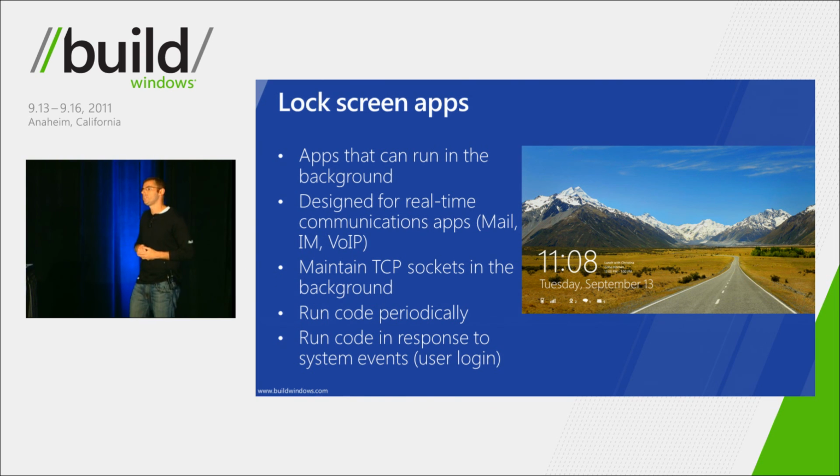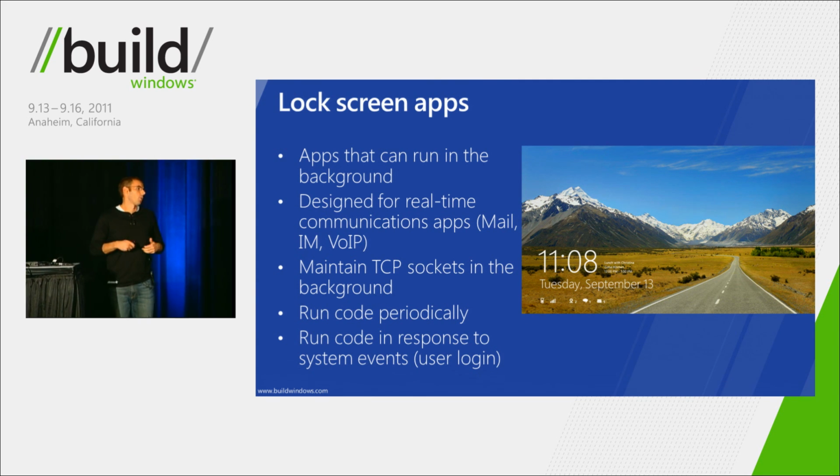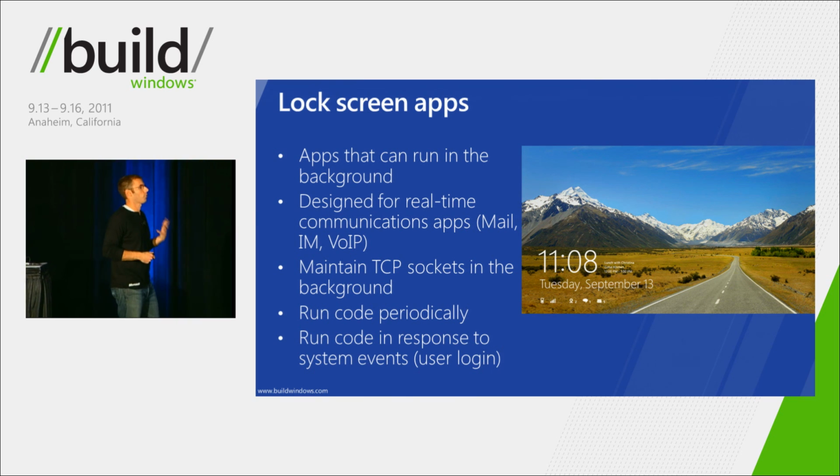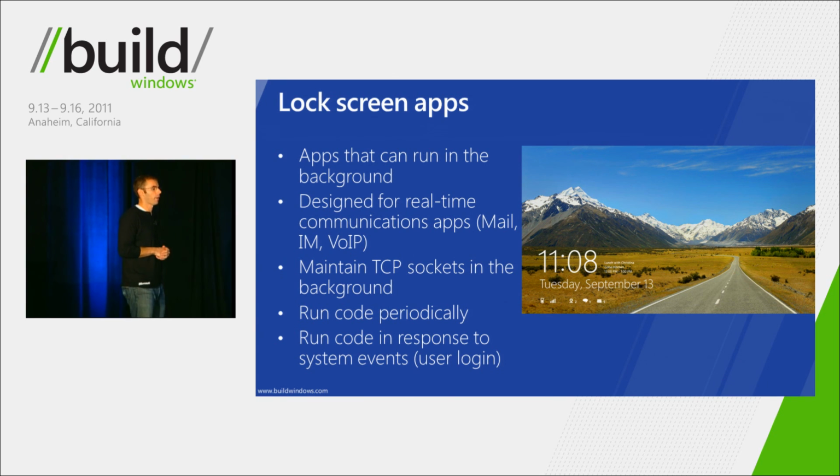This is also the only system affordance that allows you to run code when the user logs into Windows. So this can be used for logging into an IM service, for example, or making sure that the user has the most up-to-date unread mail count when they log in. There's a dedicated session on this that Raghu and Kamal are going to talk about on Friday, and I reference it in the last slide here.